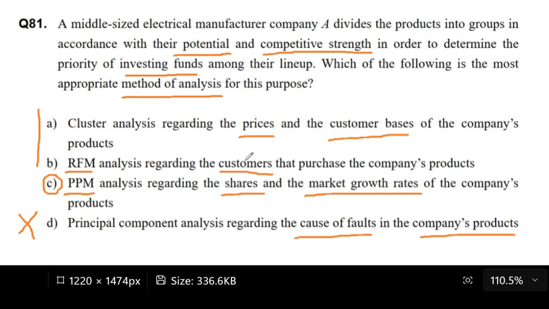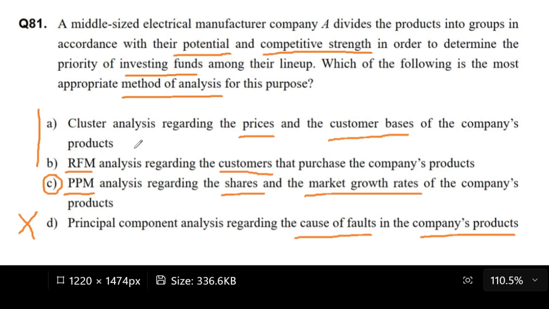But in this case, because we want to invest in the products, then we've got to focus on the words that pertain to the investing funds key phrase too. And in that sense, shares would be the most appropriate. And of course, for potential, just like what I said a while ago, market growth rates. Growth would be the word that we're going for.